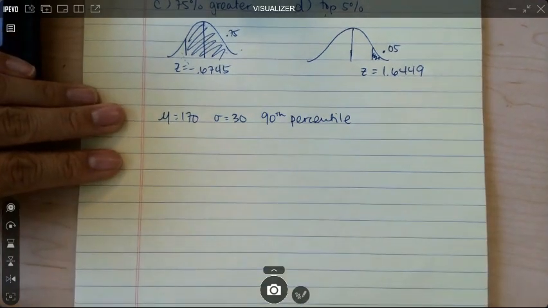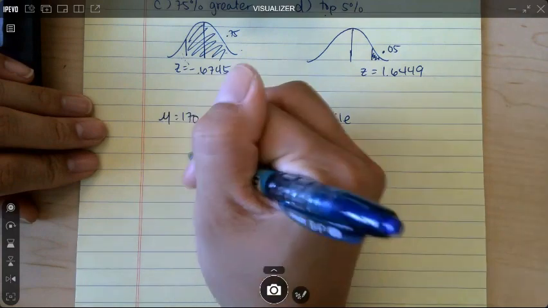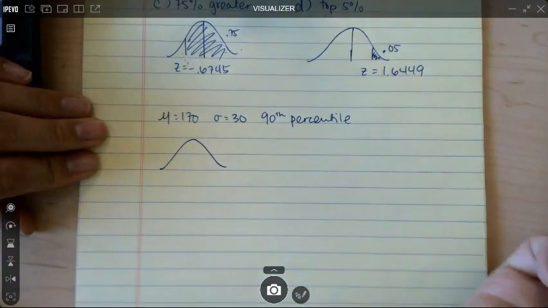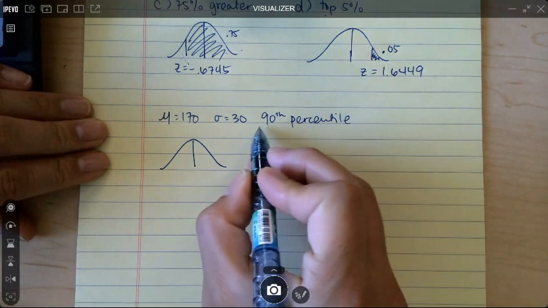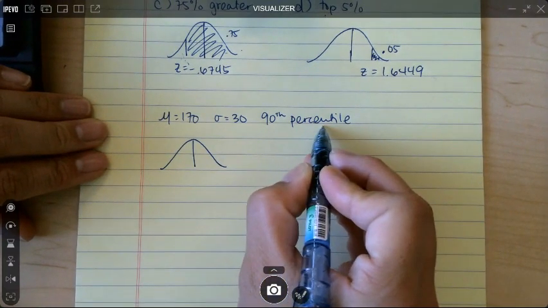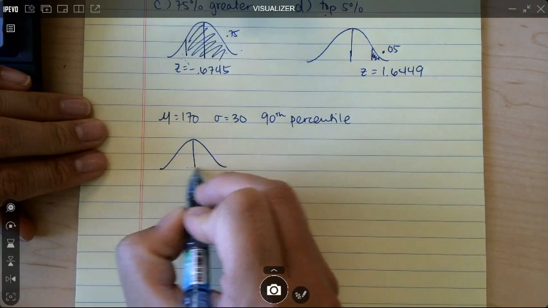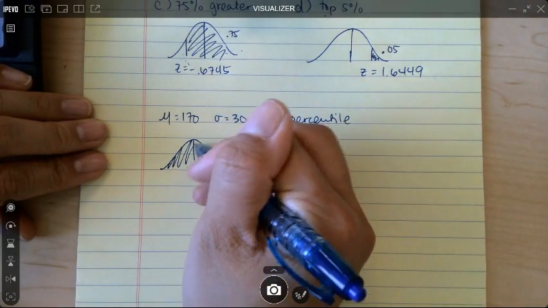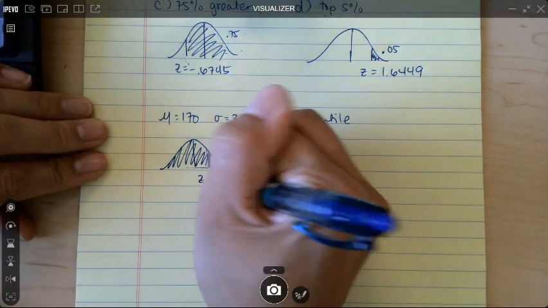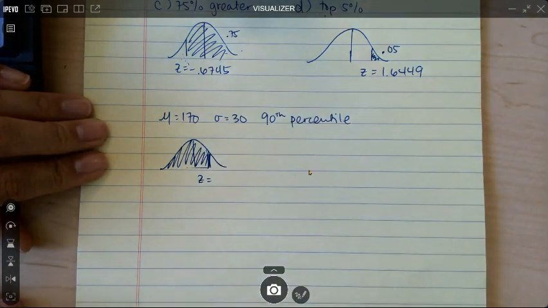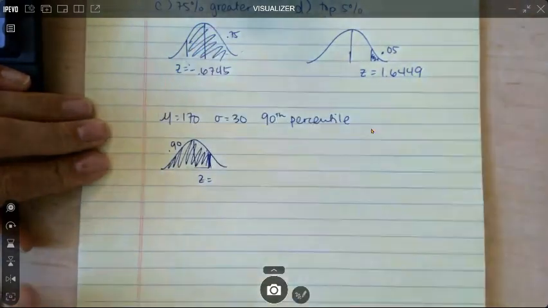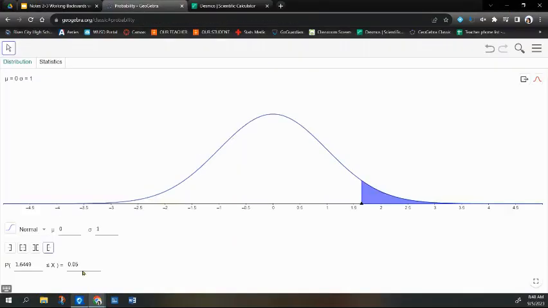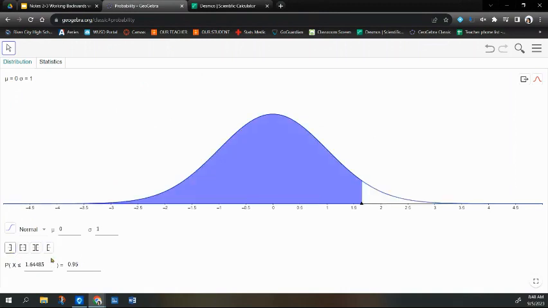Here's the information. The first thing we do, as with all z-score problems, is sketch a picture. There's the 50%. The 90th percentile means to the left, so I want my piece on the left to be 90%, which is maybe about this much. First I need to figure out the z-score. This area is going to be 90%, so I select to the left, less than, and I want that area to be 90%. So the z-score is 1.2816.